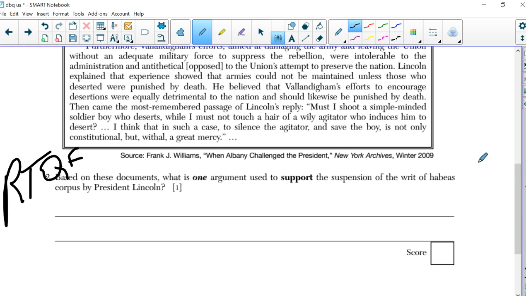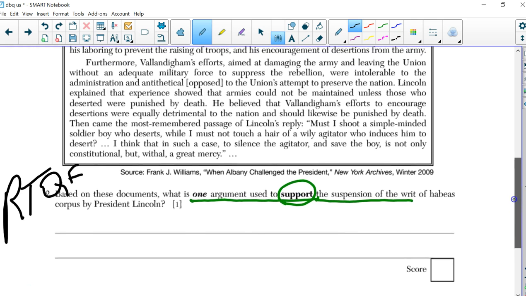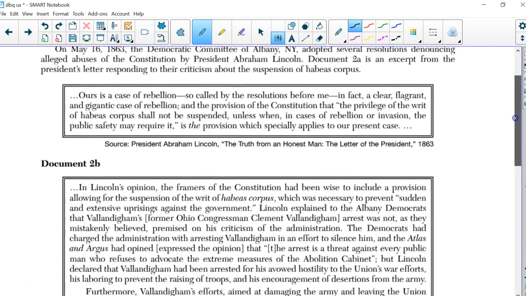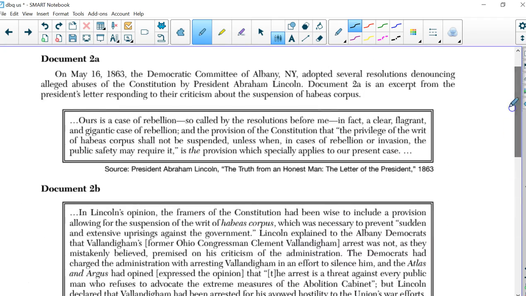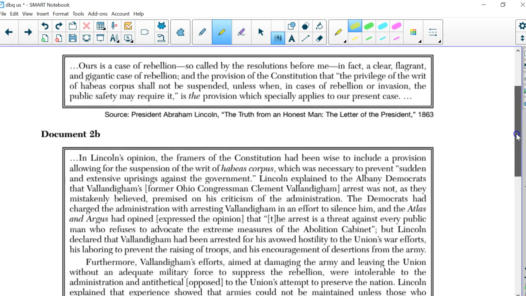Okay, so based on these documents, what was one argument used to support the suspension of the writ of habeas corpus? Okay, so we are looking for support for the suspension of habeas corpus. So they're in support of blocking habeas corpus, and arresting people who are causing problems. Okay? All right. So an argument to support. All right. So let's take a look. Of course, President Lincoln's going to be in support because he was the president and he actually put it through, right?